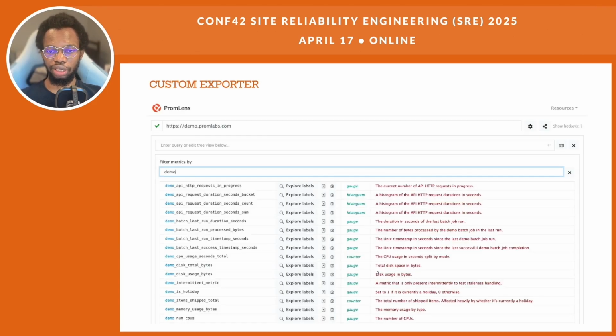The second Prometheus instance I'll be using is thanks to our friends at promlabs.com. They have this Prometheus instance that is publicly accessible. It's from the team that wrote Prometheus, and they make it available so that you can use it to experiment, to learn, and interact with Prometheus.